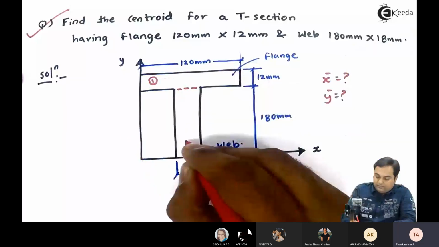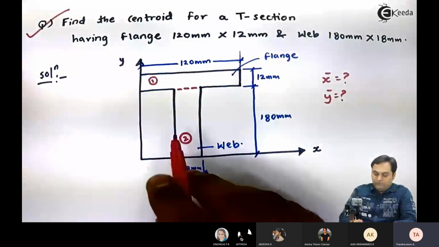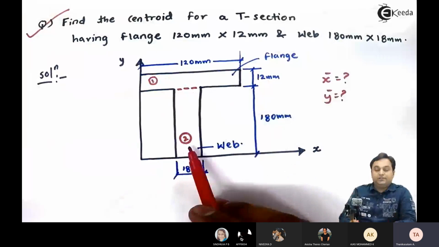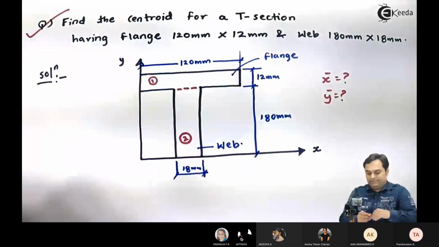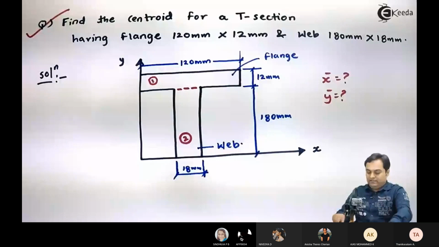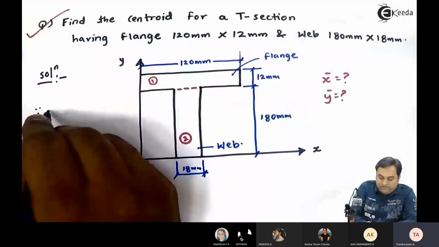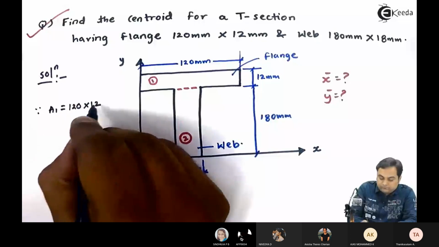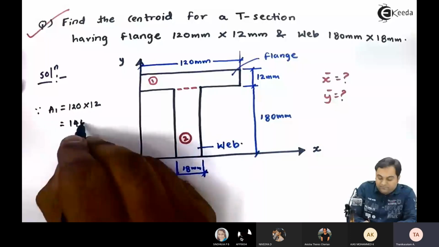For rectangle number one, the area A1 is the full flange, 120 into 12, which comes up to 1,440.